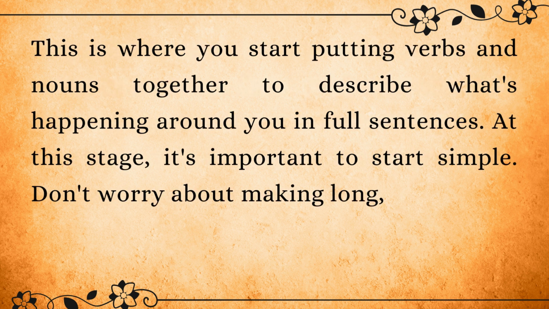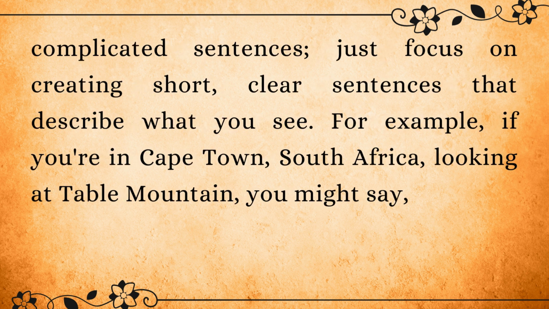This is where you start putting verbs and nouns together to describe what's happening around you in full sentences. At this stage, it's important to start simple. Don't worry about making long, complicated sentences. Just focus on creating short, clear sentences that describe what you see.